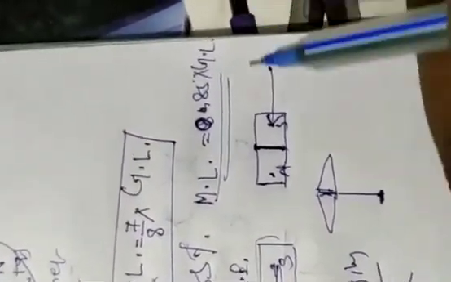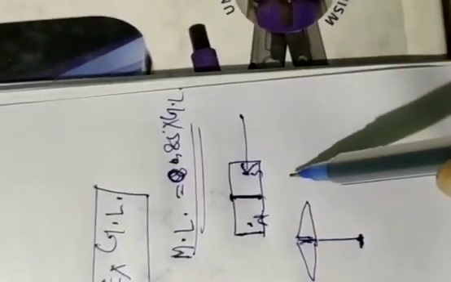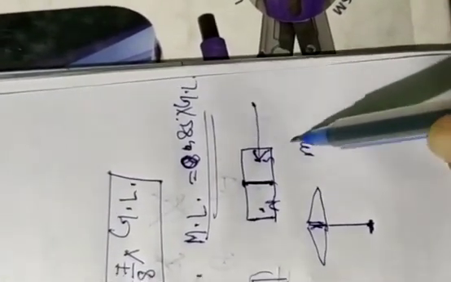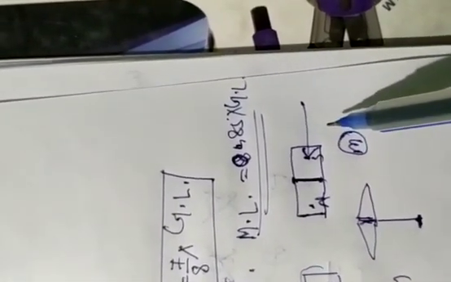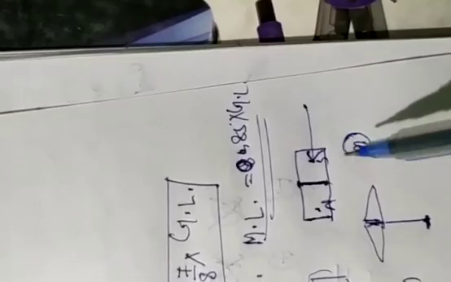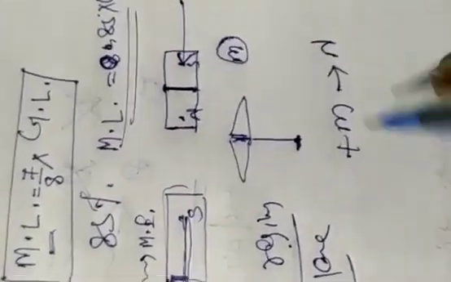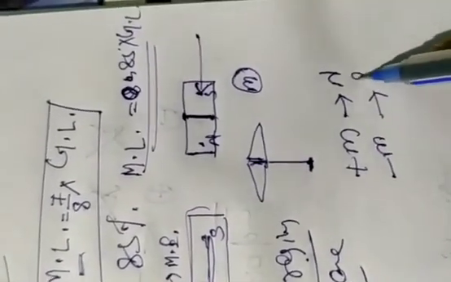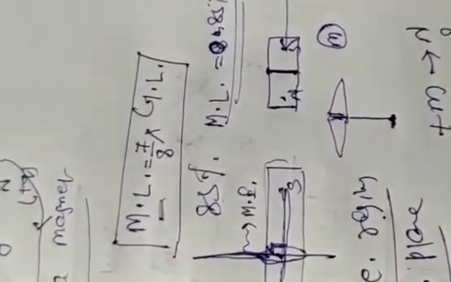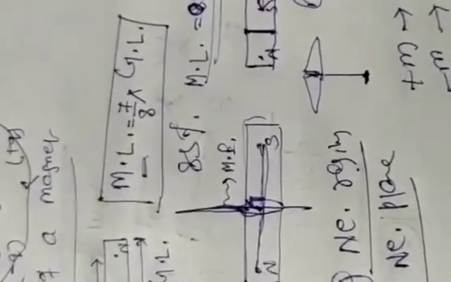That quality is known as pole strength, and this pole strength is denoted by the letter small m. And for a bar magnet, plus m is always related to the north pole and minus m is always related to the south pole. And the more the pole strength, the more the power of the magnet.